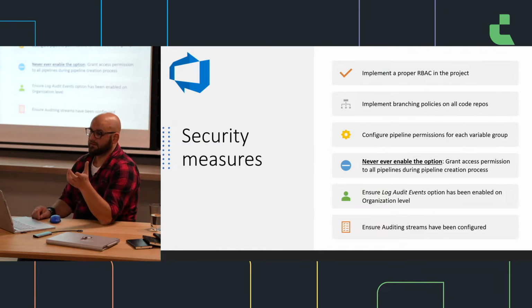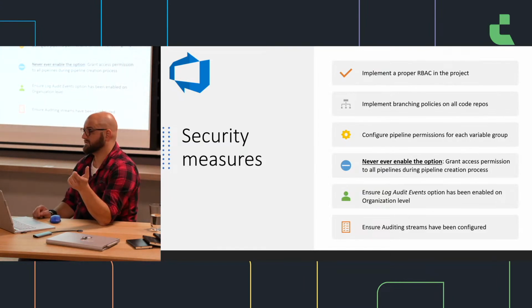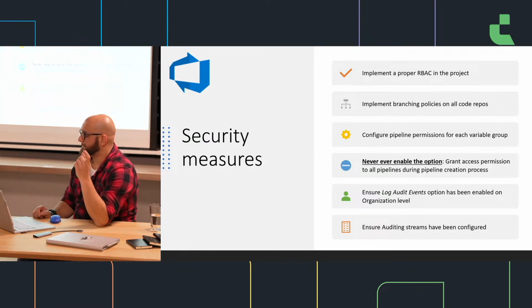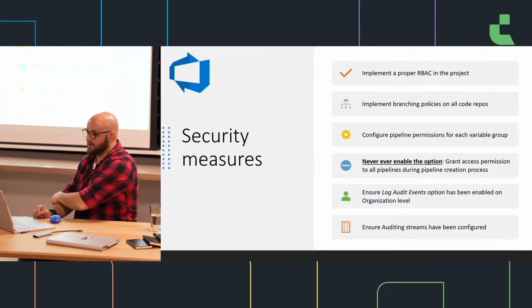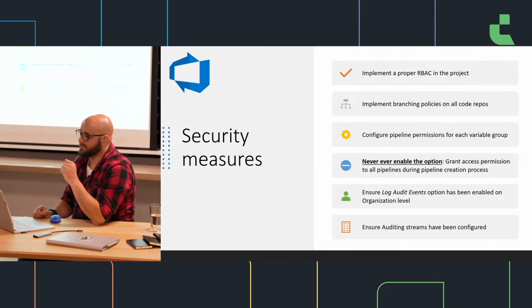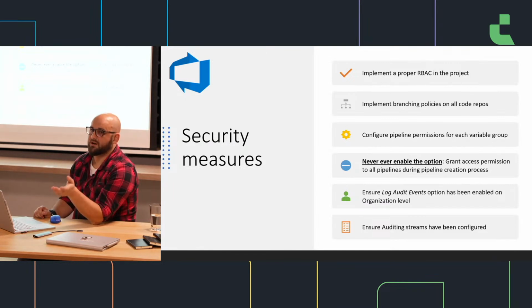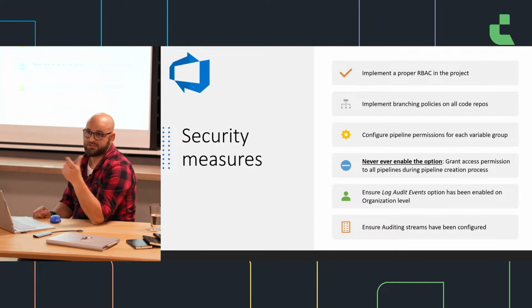So first one, implement a proper RBAC. This one is quite easy. Even if this issue occurs, you still want to limit access to the variable groups, to the pipelines, etc. So having a proper permission setup is the first step. Second one is, like Mike mentioned with this question, implementing a branching policy. The branching policy would prevent somebody from simply injecting YAML code with their own malicious PowerShell or Bash code into a pipeline, merging it, running it, and deleting it without you probably noticing it.